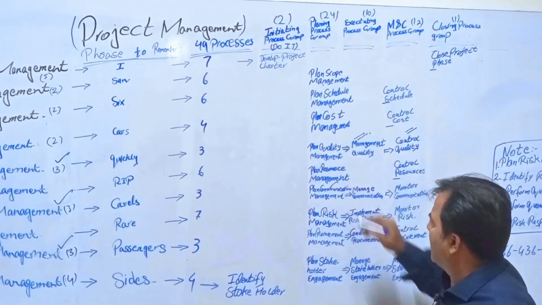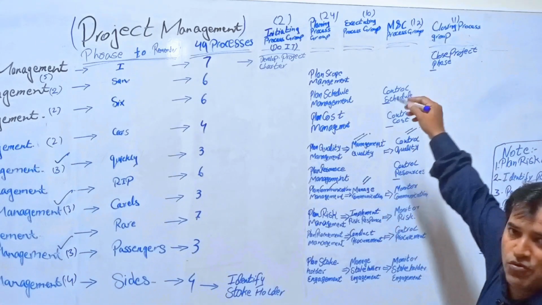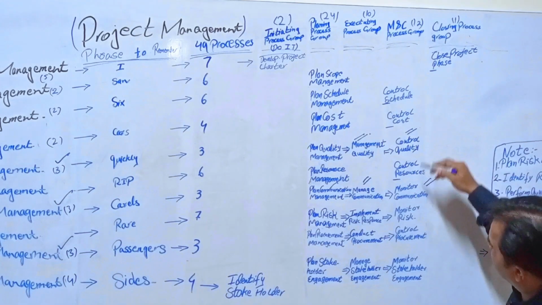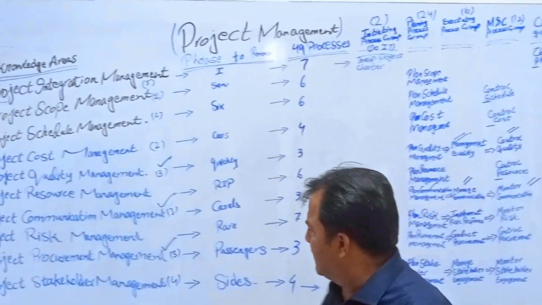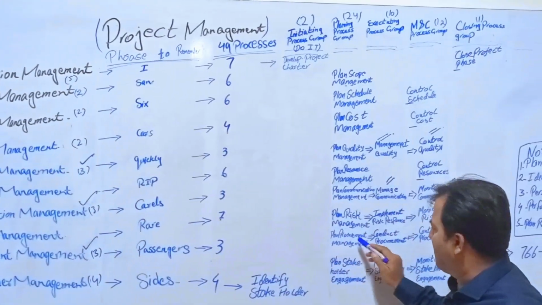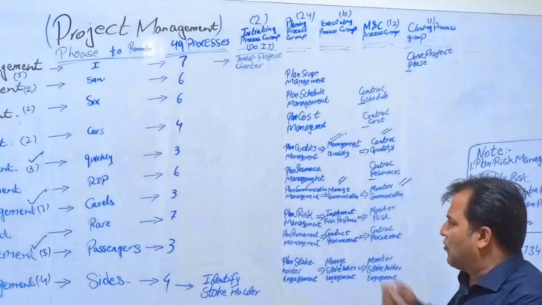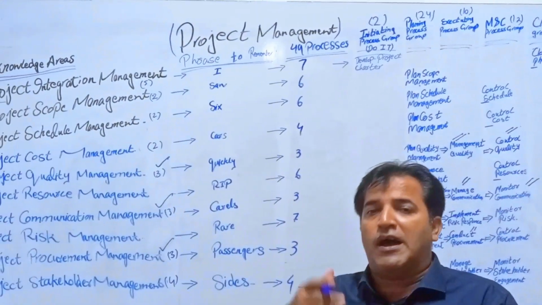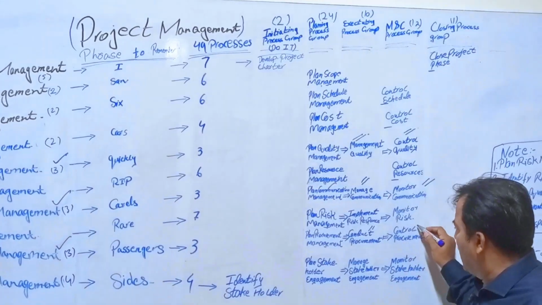Second is manage communication, which is in the executing process group, and the third one is monitor communication, which is in the monitoring and controlling process group. So three are complete. Now the third one is project procurement management. The first one is the same, plan procurement management. The second is in the executing process group, conduct procurement. Students, here we need to remember that procurement should always be conducted. So we must use conduct procurement and control procurement.